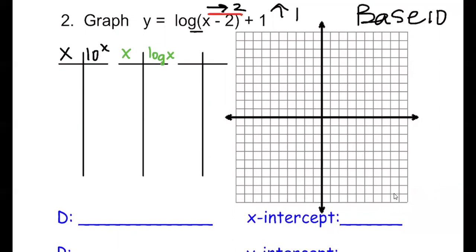I'm supposed to go right 2. That means my x values all have to increase by 2. Outside is a +1. That means I increase by 1. So all my y values have to add 1 to them.